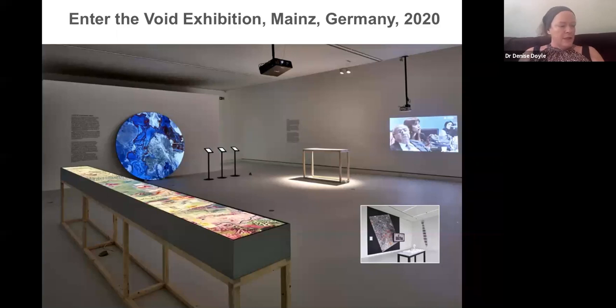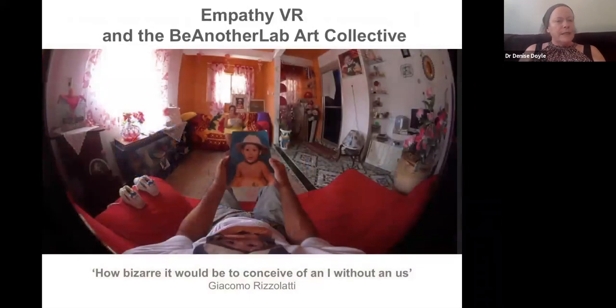And in this image, it's one of the many exhibitions that they participate in. This one is Enter the Void in Germany. And it's interesting that they call themselves the Forensic Architecture Collective when they present their work in cultural forums. And this links in well to the next case study of BeAnotherLab, who were awarded an honorary mention for their project Library of Ourselves in 2017.